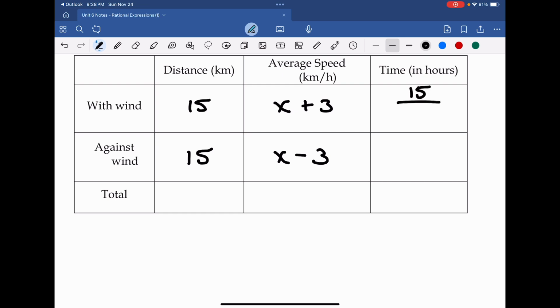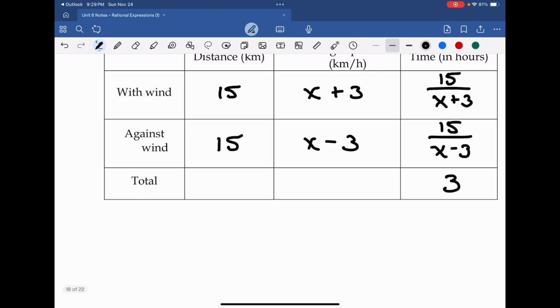Now, just like we've done before, time is equal to the distance we traveled divided by the speed at which we do it. We have 15 over x minus 3 when we're going into the wind. And then the total time was 3 hours. They said these two intervals happen within 3 hours.